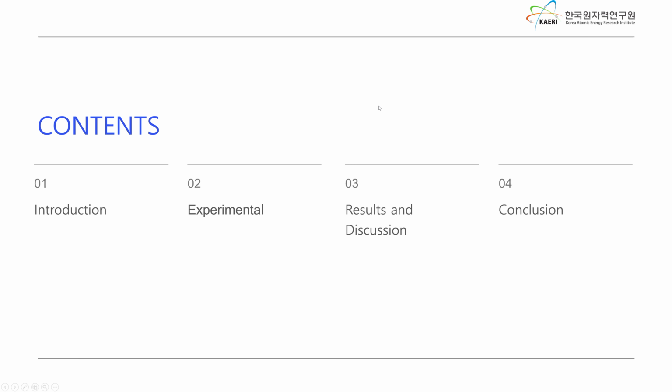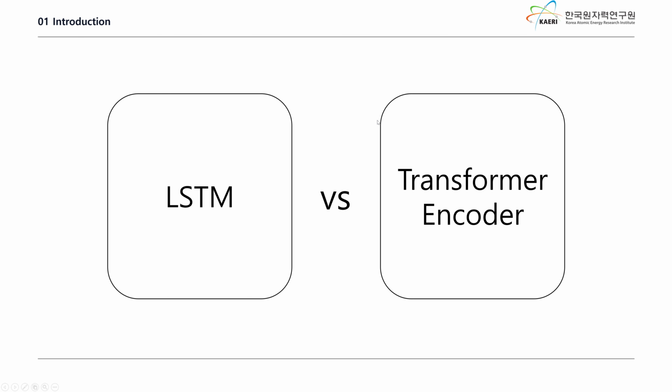Our presentation consists of four parts: introduction, experimental setup, results, and conclusion. We compared the sequentially processing LSTM with the parallel processing transformer encoder. Both were trained entirely from scratch to ensure a fair comparison.